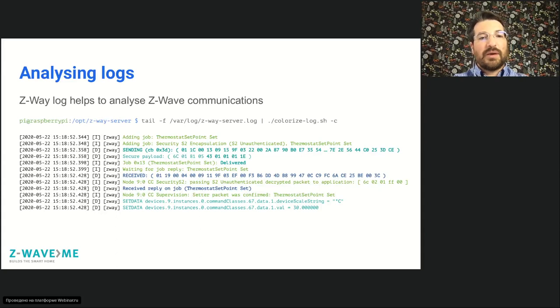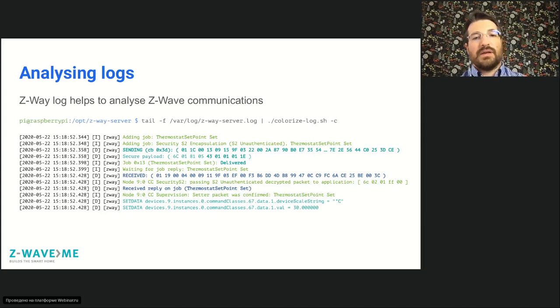So this is an example of the log file that shows you the moment where we set the temperature in the device. When we pressed set temperature for 30 degrees, we will see a command that was added to the queue. The command was thermostat set point set.